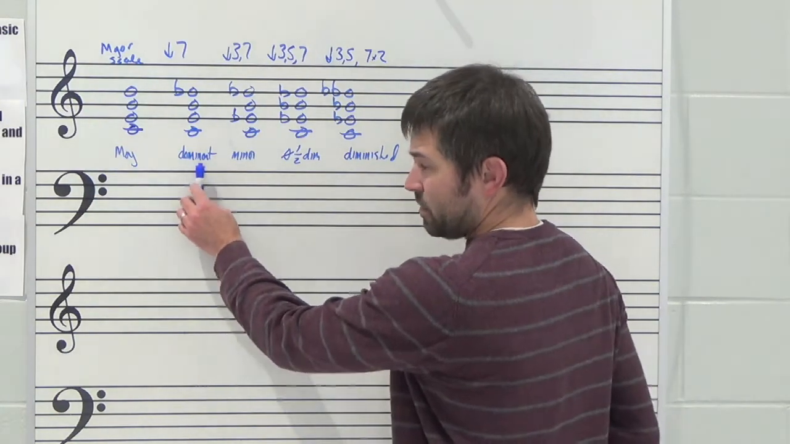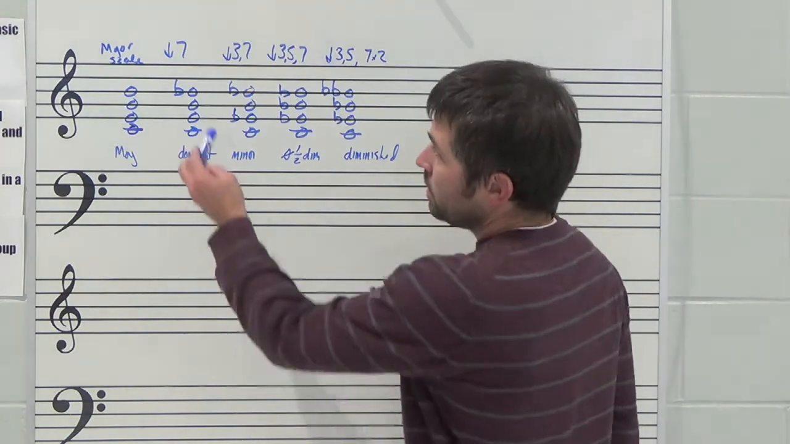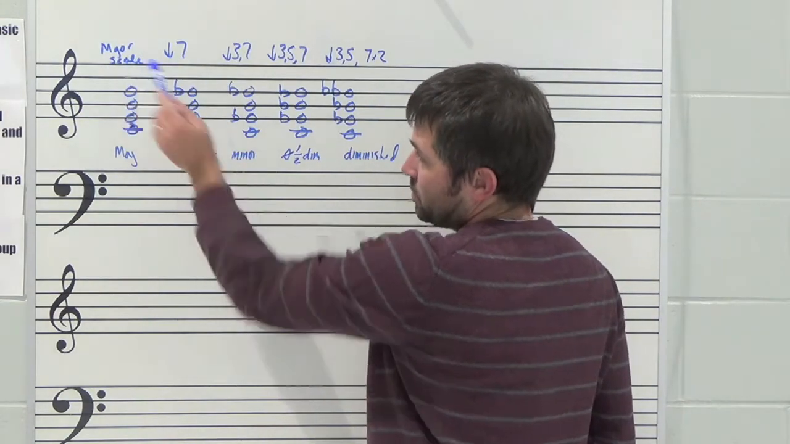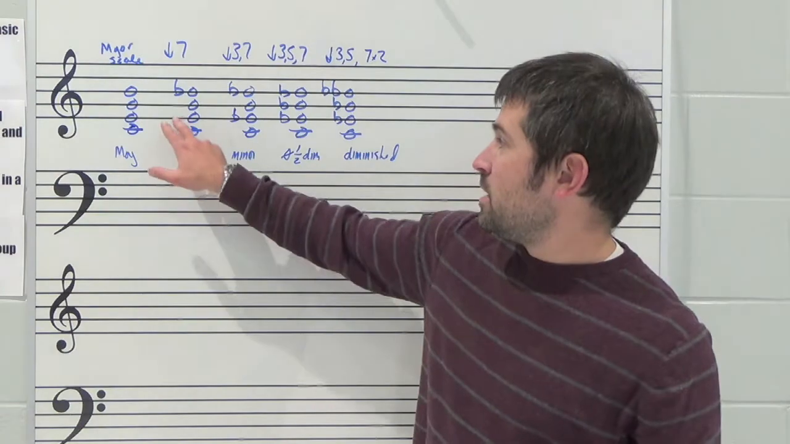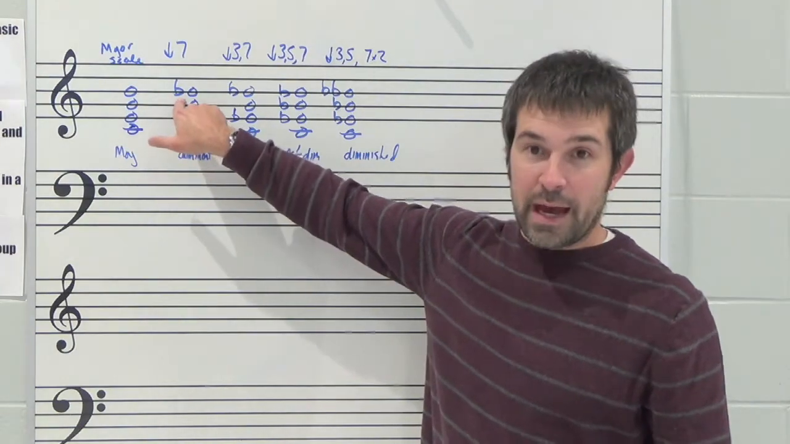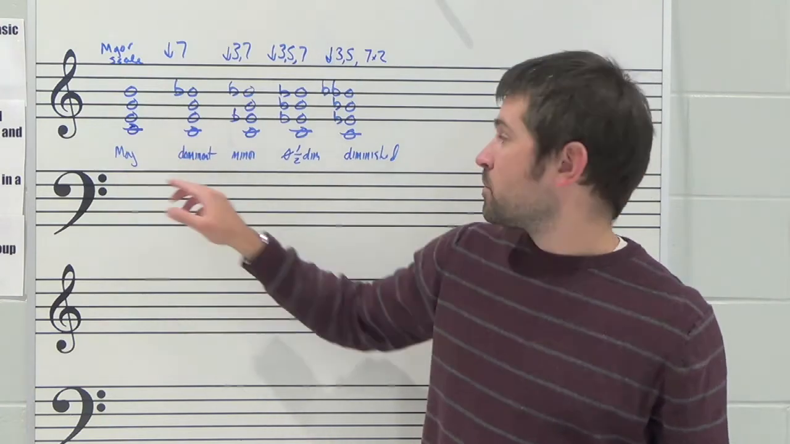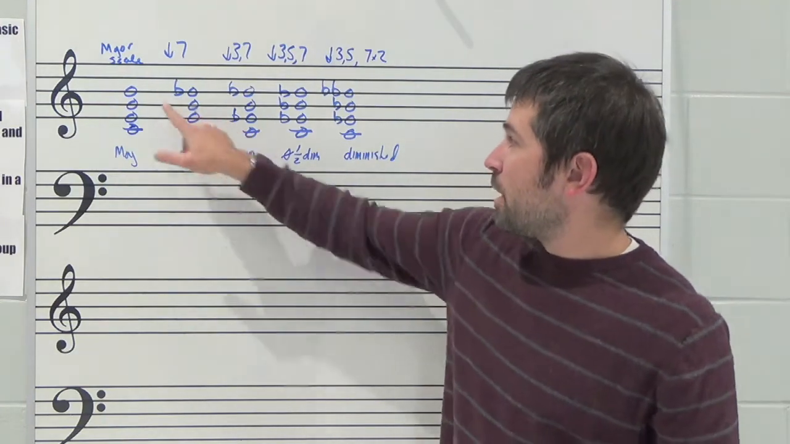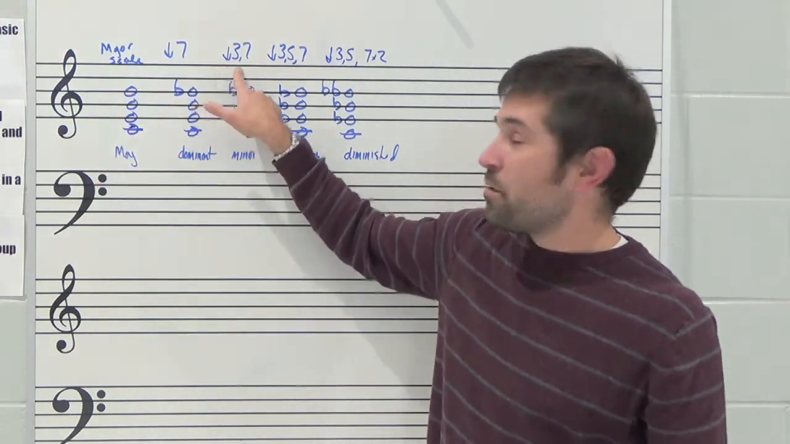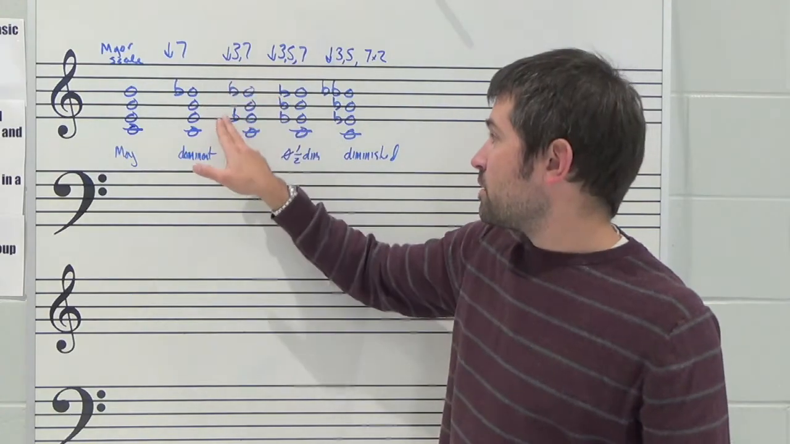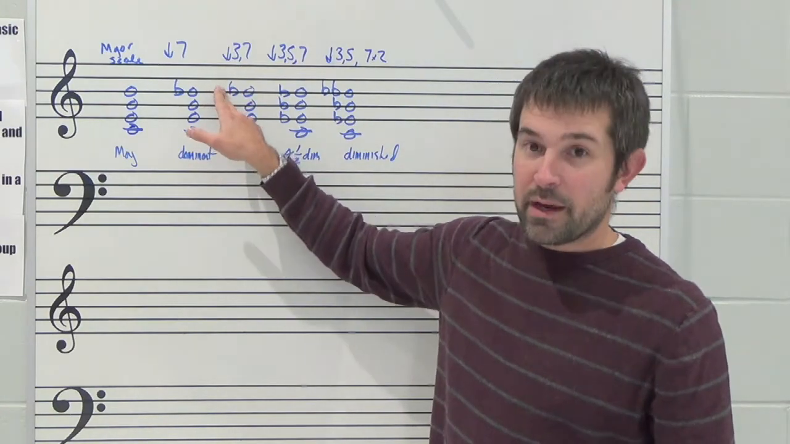Our dominant seventh, or major minor seventh, lowers the seventh compared to this major seventh. So I have a C, E, G, and then B flat. A dominant 7 has a lowered 7 compared to major. Here's our minor 7. Compared to the major, we have a lowered third and a lowered 7th. So in this case, E flat and B flat.